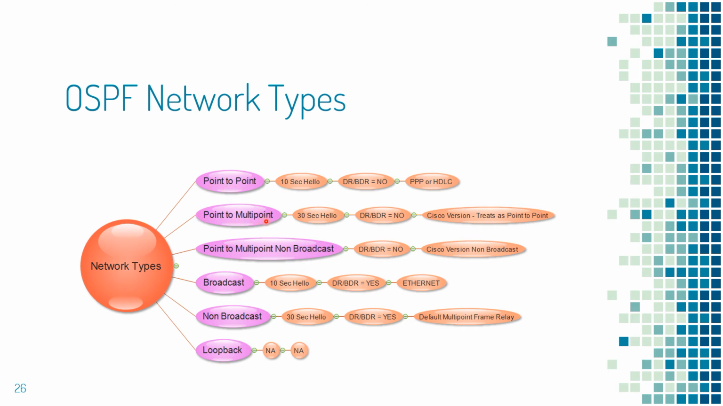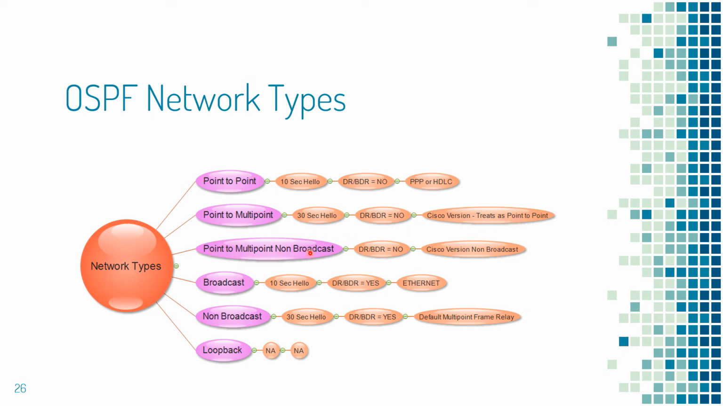In point-to-multipoint network types, OSPF hello packets are sent every 30 seconds, with a dead interval of 120 seconds. There are no DR or BDR elections. This is the Cisco version of the NBMA network, where each connection is treated as a point-to-point network.